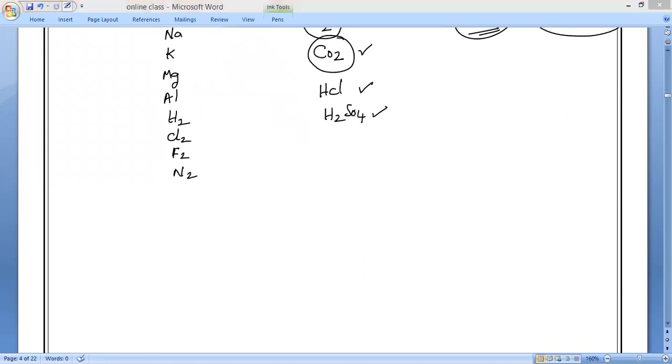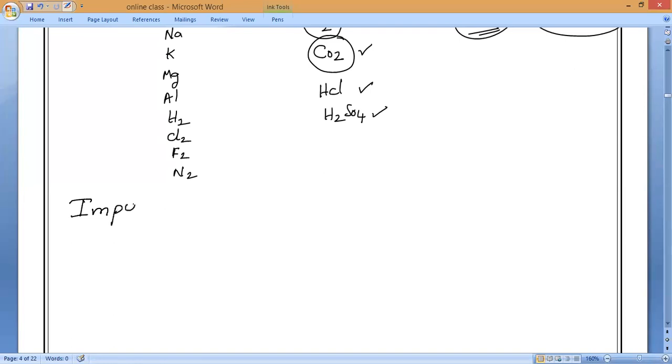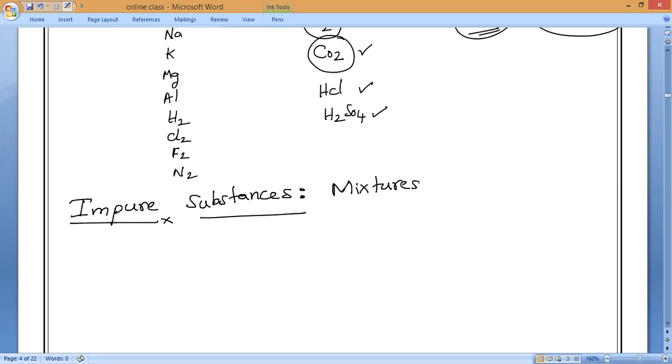Now, if it is not made up of the same substance, we call it the opposite. What do we call it, guys? Impure substances. What is an example of impure substances, Hari? Akilan? All the mixtures. Whatever mixtures we have, they are called impure substances.